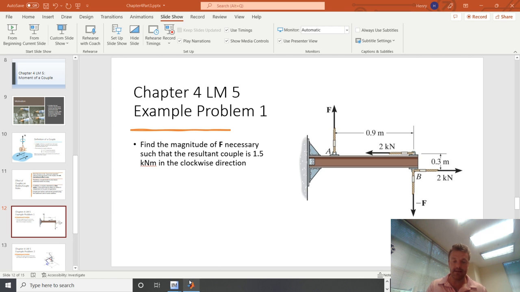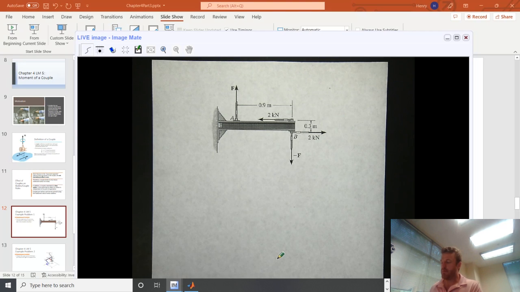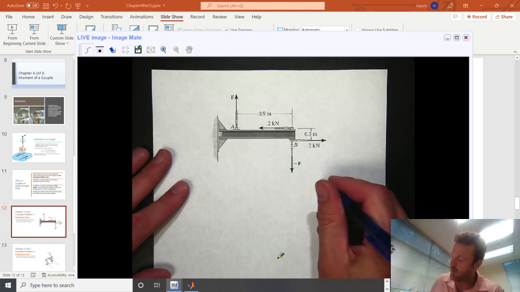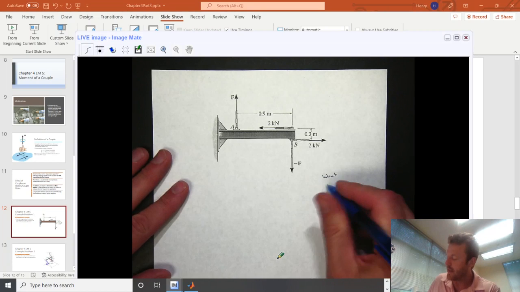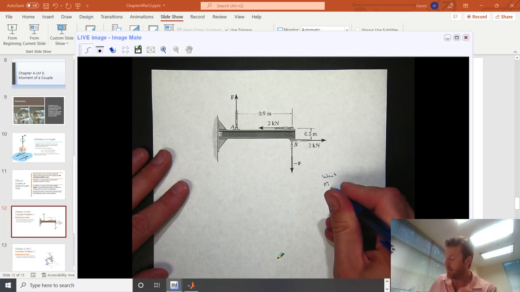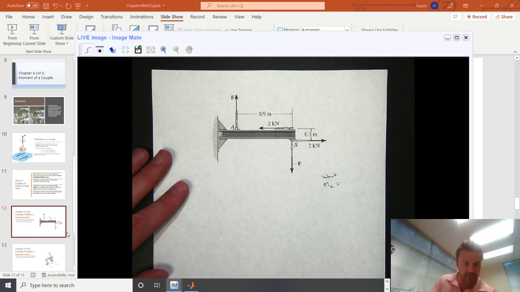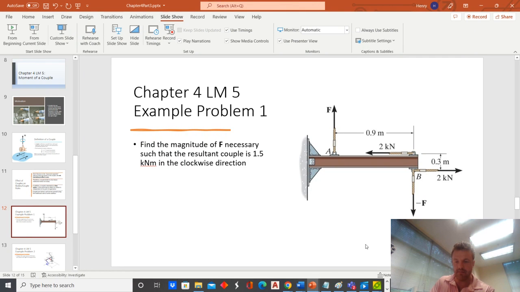I'm going to go over to my cam. No, I have a printout of this. So I want basically the resulting couple to be, let me look back at that, 1.5 kilonewton meters in the clockwise direction.